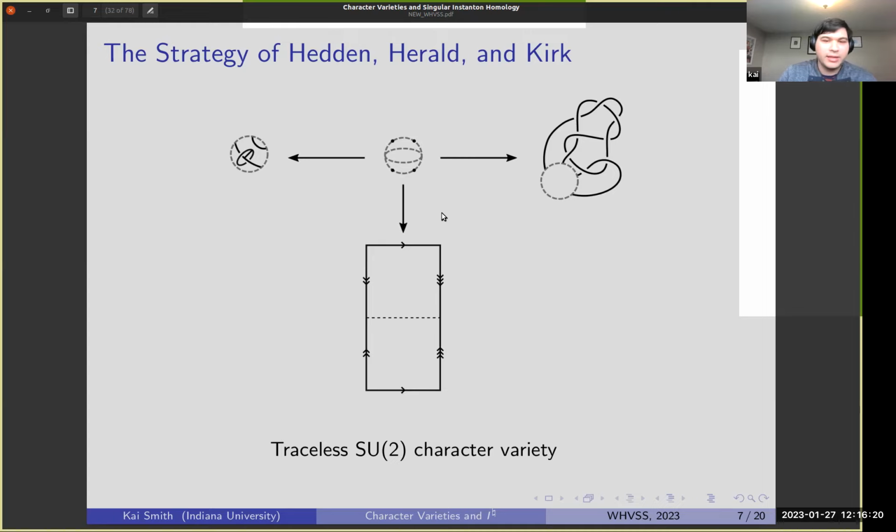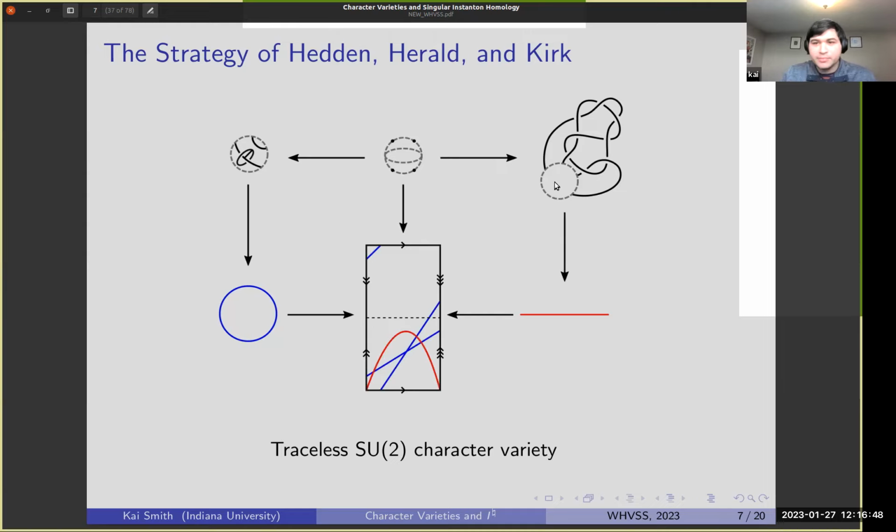I'll draw and fold it again like this. And then for the sake of example, let's say that this tangle gives us a circle for its character variety, and this one gives us an interval. Then, since any representation on the tangle can be restricted to the boundary, that gives us maps from these character varieties into the pillowcase. And so maybe the circle maps in like this, and the arc maps in like this.